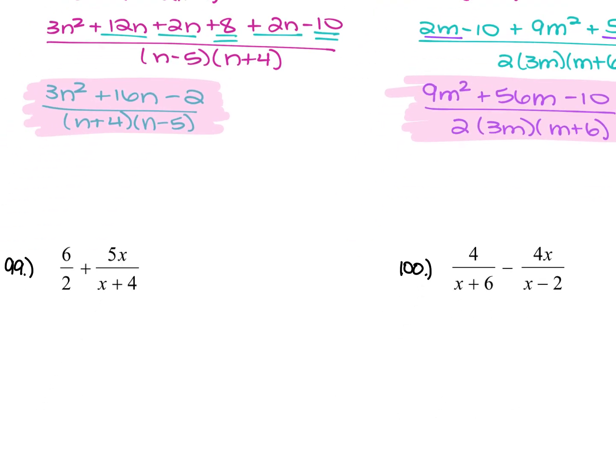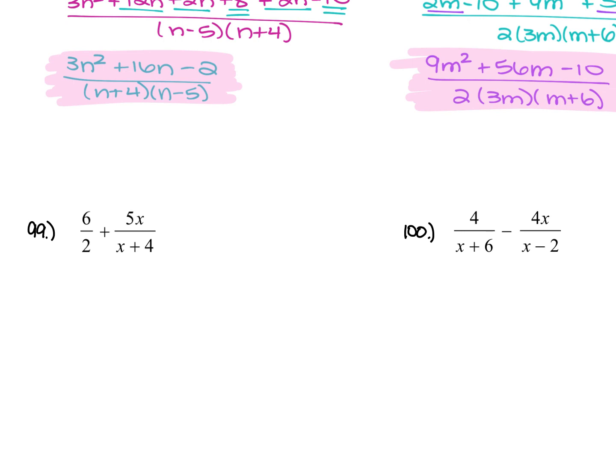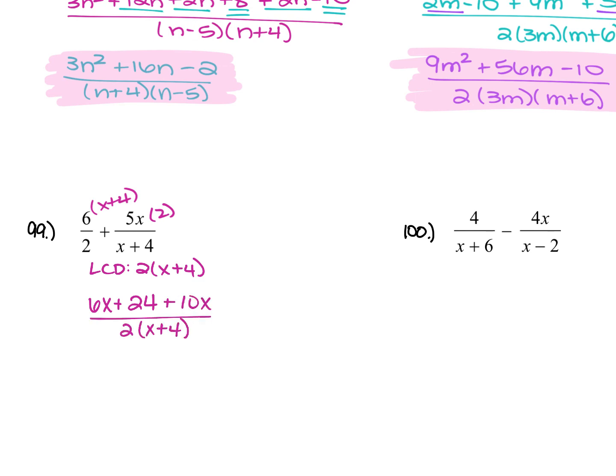For 99, you have 6 over 2, which is 3, plus 5x over x plus 4. Least common denominator here is 2 times x plus 4. So we're going to multiply the 6 by x plus 4, the 5x by 2. This is going to give us 6x plus 24 plus 10x over 2 times x plus 4. This then simplifies to be 16x plus 24 all over 2 times x plus 4.